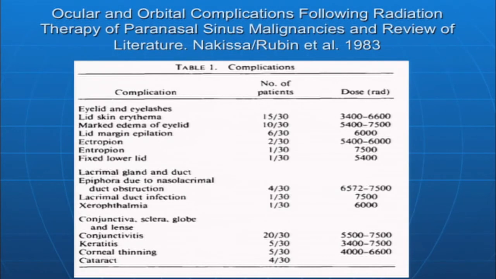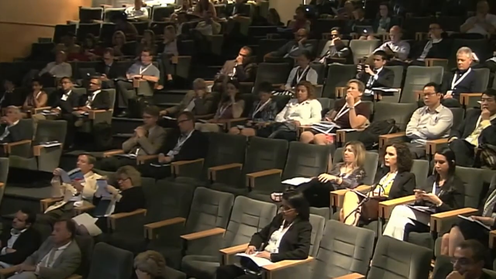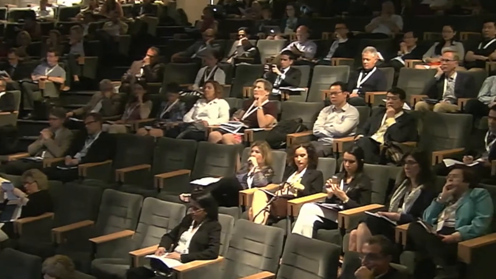And again, Dr. Rubin, one of the first in the 80s to describe ocular complications from treating head and neck cancers. Here we have the different complications of the eyelid, lacrimal gland, conjunctiva, and other local structures. And here's the incidence of the complications and the different dose ranges of each of these complications.